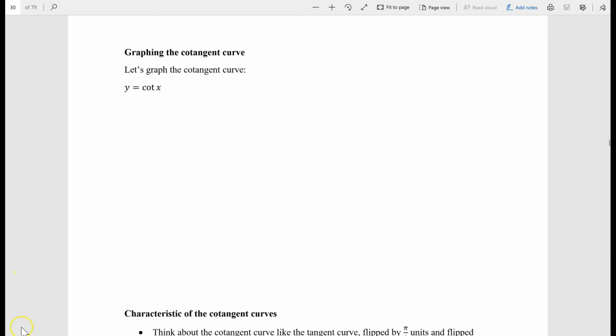Here's the last type of graph, which is the cotangent. You'll see that the cotangent curve actually is very similar to the tangent curve. So the way that we're going to do this is that remember that the cotangent of x is equal to the cosine over the sine. So notice that here you'll have vertical asymptotes wherever sine of x is equal to 0.